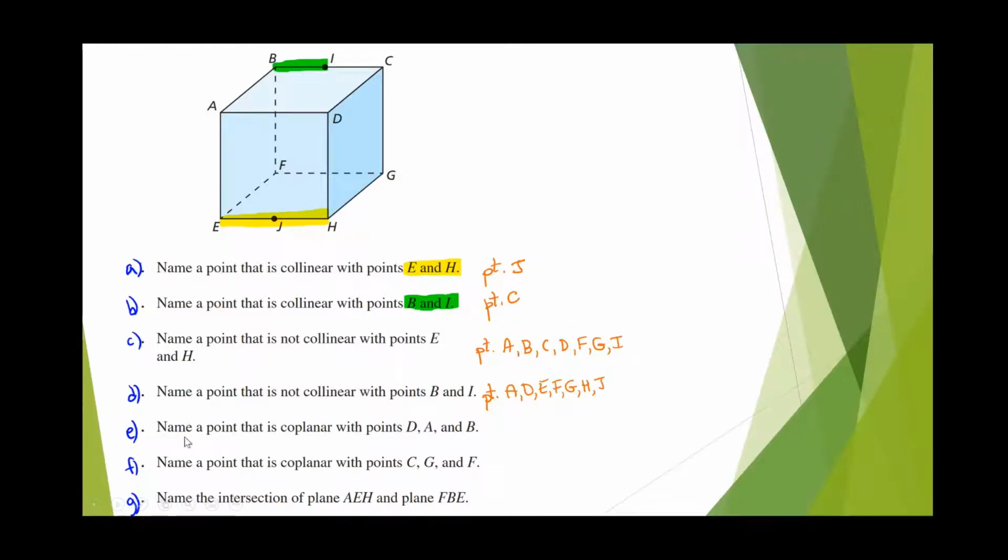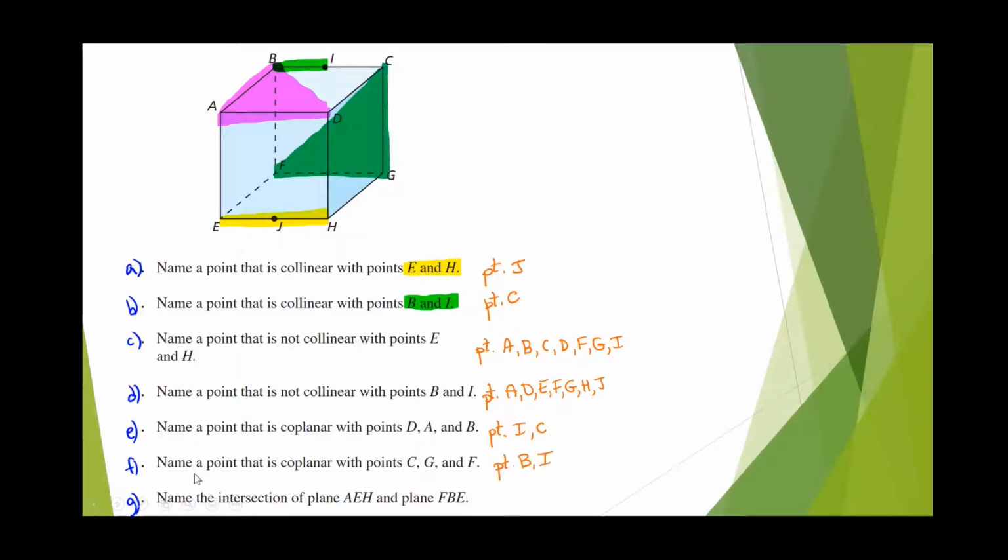Part E, name a point that is coplanar with points DAB. So take a moment to draw a triangle from DAB and shade it in, as shown here. And I'd like you to imagine a plane that goes infinitely outwards from this triangle. So we can tell that point I and C actually will be on the same plane as this top part of this box.